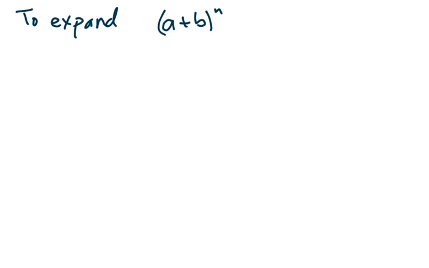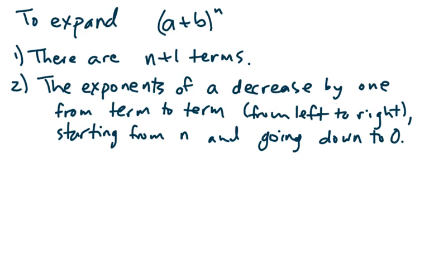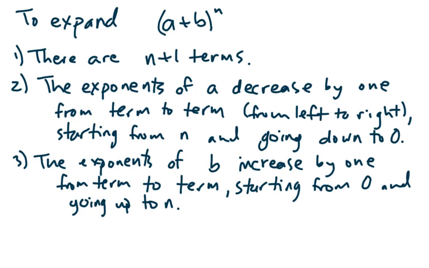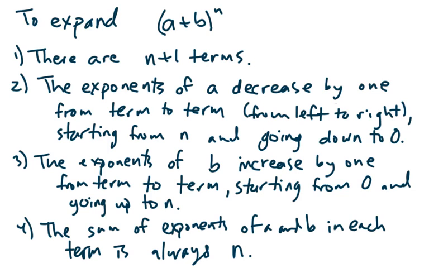So let's write down some things we've said and noticed. To expand (a + b)^n, there will always be n + 1 terms in the expansion. The exponents of a decrease by 1 from term to term, going from left to right, starting from n and going down to 0, and the exponents of b do the opposite. They increase by 1 each term, starting from 0 going up to n. Also notice that the sum of the exponents of a and b in each term is always n.